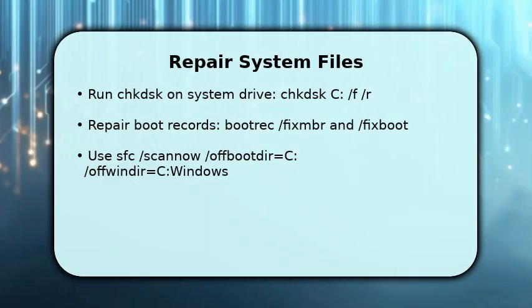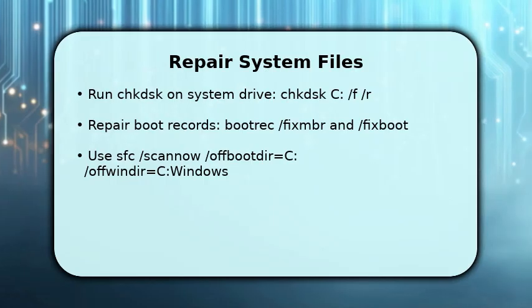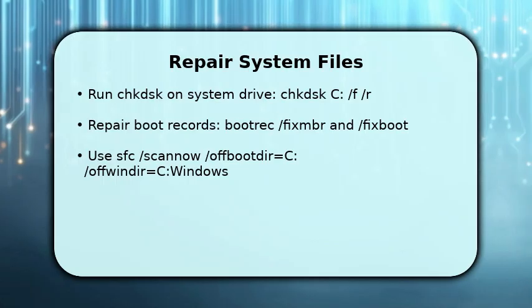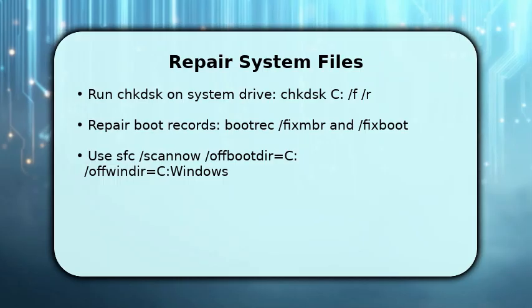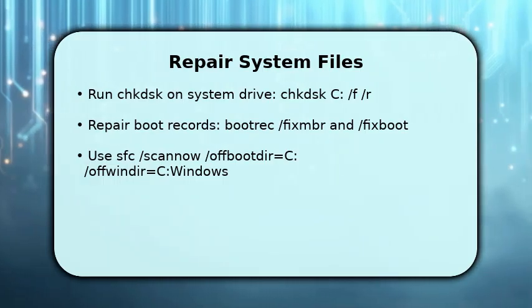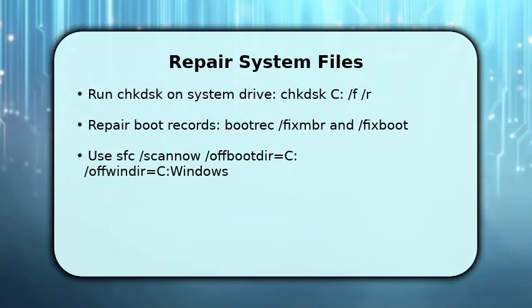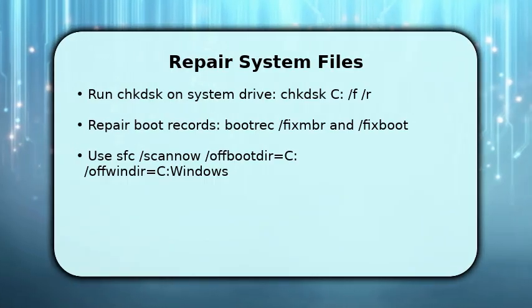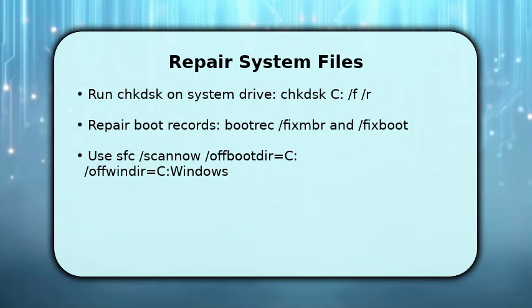Now you'll check disk health and repair corrupt boot files so Windows can start normally. First, run chkdsk with /f /r on your Windows volume to fix bad sectors. This can take time. Once done, run bootrec commands to rebuild the master boot record and write a fresh boot sector. Then use System File Checker offline with the /offbootdir and /offwindir switches to repair core Windows files. These steps restore integrity and the correct boot chain.